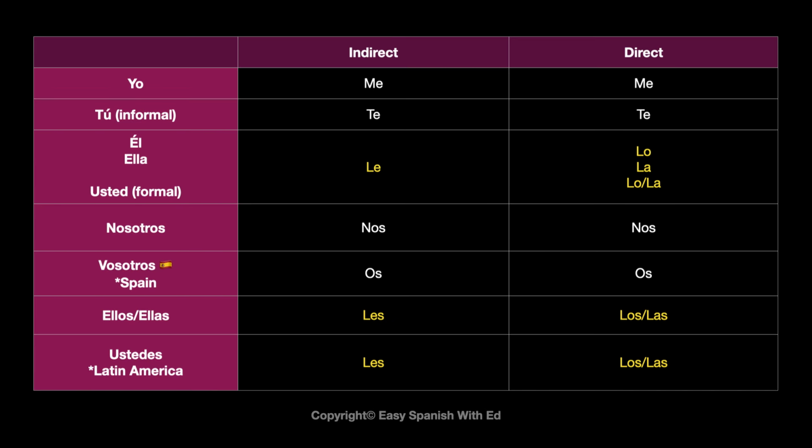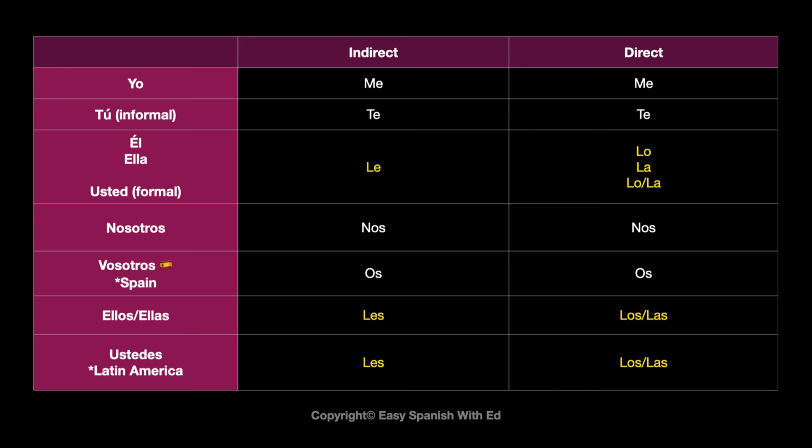Today I want to talk about the difference between le and lo or la, that is, the difference between indirect and direct object pronouns in Spanish. Here we have a table of the indirect and direct object pronouns, and you can see that the only difference is for third person singular and plural and for ustedes. Otherwise they're the same. For indirect, we have me, te, le, nos, os, les. For direct, we have me, te, lo, la, nos, os, los, las.